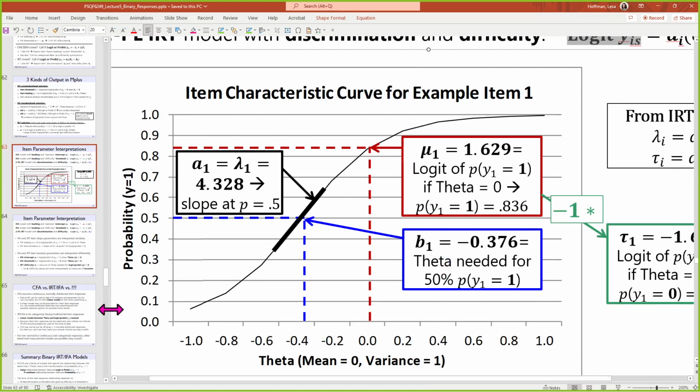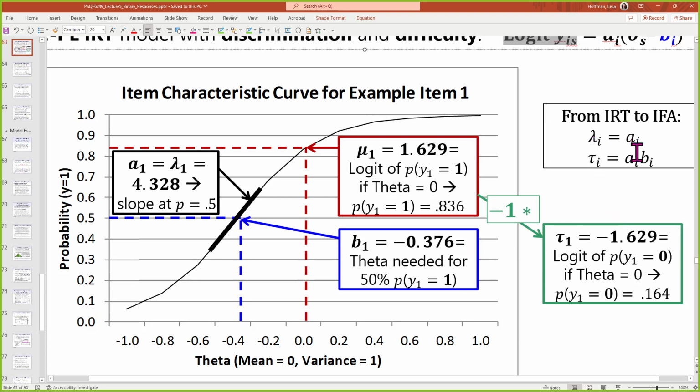Let me see if I can make it a little bit bigger. There we go. So if you have a model in which your factor has a variance of 1, the conversions simplify greatly. Variance of 1, mean of 0. Then the loading is the same thing as the A. So in this picture showing an item characteristic curve, which is showing how theta as the predictor on the x-axis is creating an expected probability of an item response of 1 on the y-axis, the slope of the line at a probability of 0.5, that is 4.3 in this picture. So 4.3, my slope, that is how much the logit of the item response is expected to increase for a 1 standard deviation increase in theta. And it's in logits, which is why it's so big.